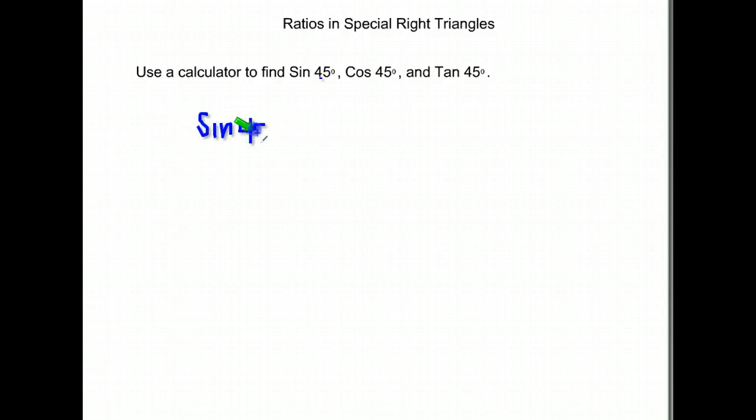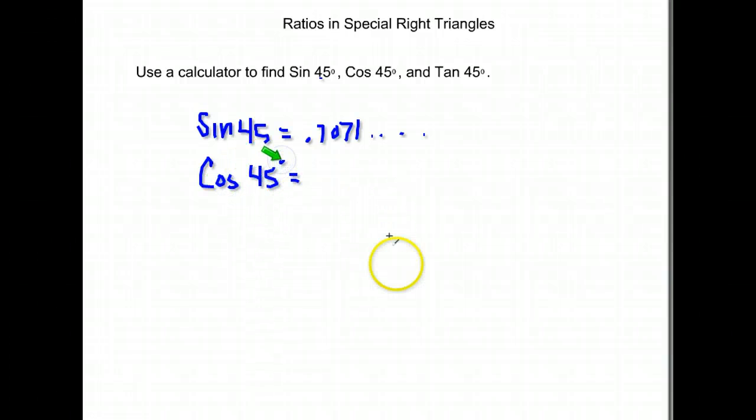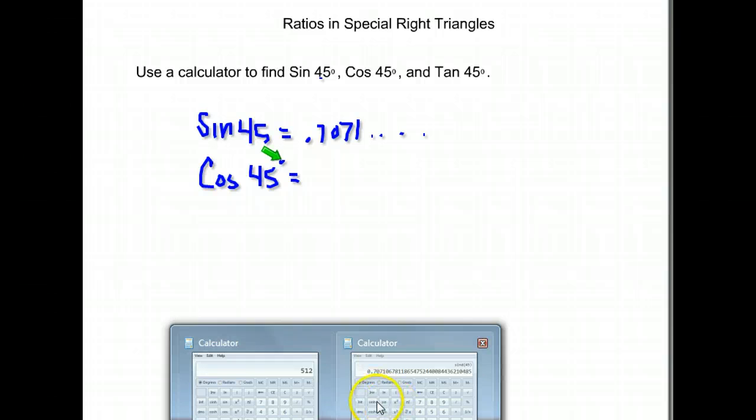Okay, I'm going to go ahead and write that down. And it goes on from there. They didn't say what to round to, so I'm just going to leave it. The cosine of 45 degrees. Let's take a look at that one.